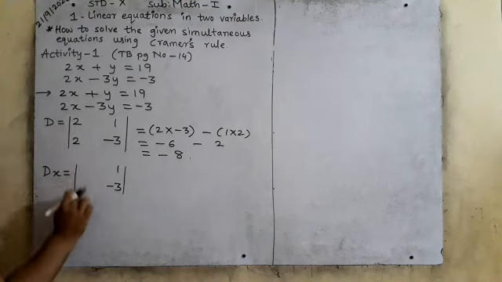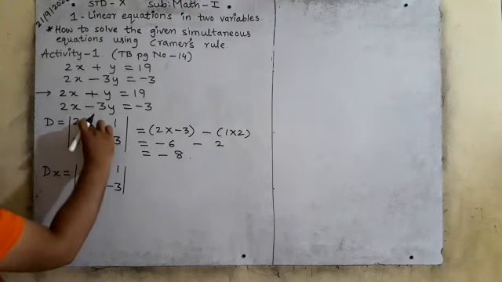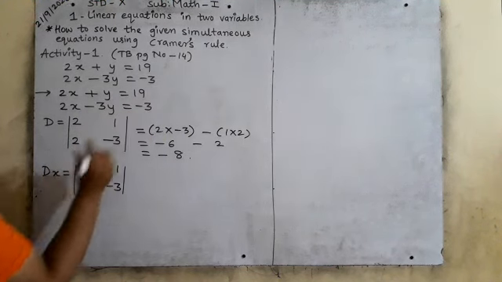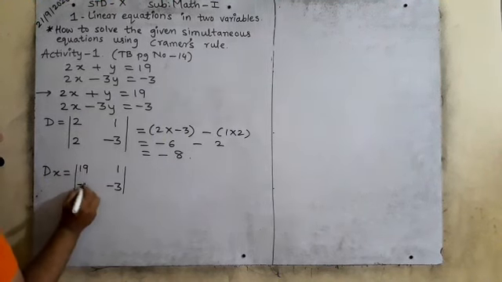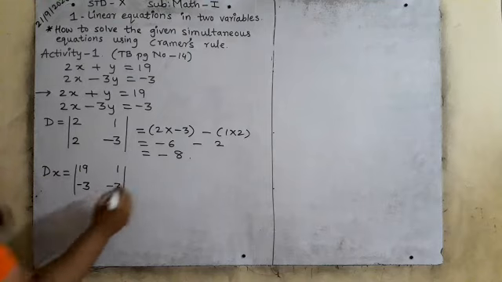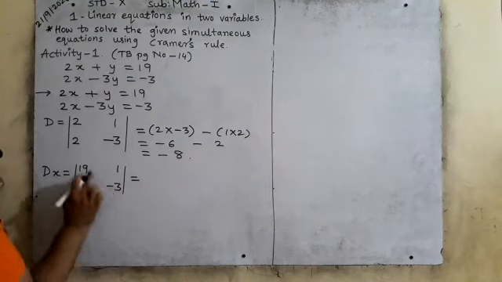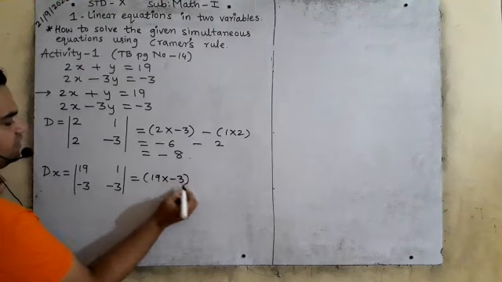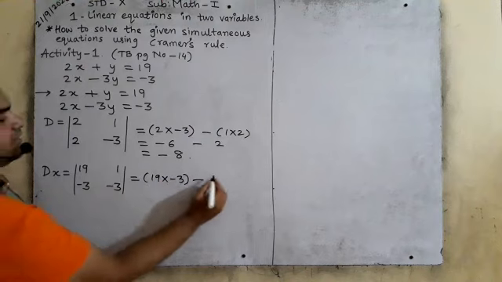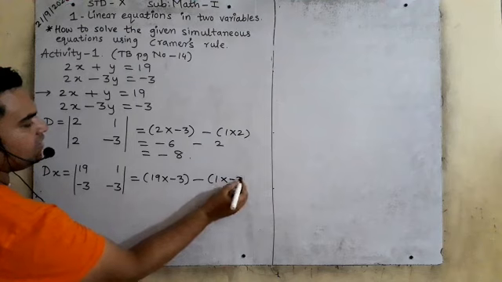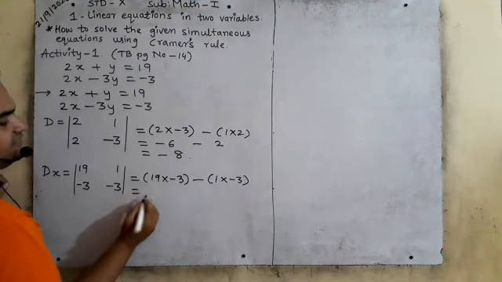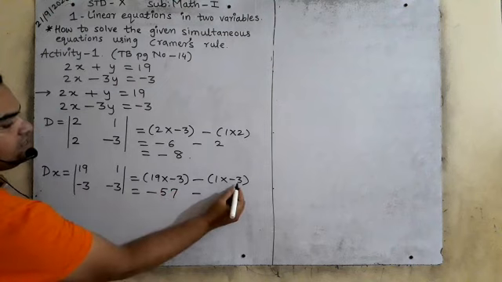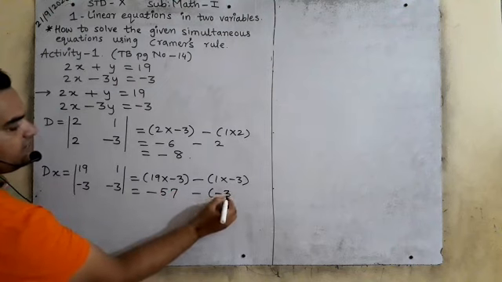Whenever you find Dx, coefficients of x removed, and you will write only coefficients of y. Then what will you write here in place of these two coefficients of x? These two numbers, 19 and minus 3. See, 19 and minus 3. Okay, now you will multiply this to this, a to d, that is 19 multiplied by minus 3, minus 1 multiplied by minus 3.